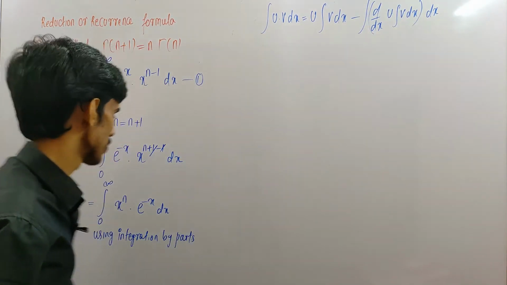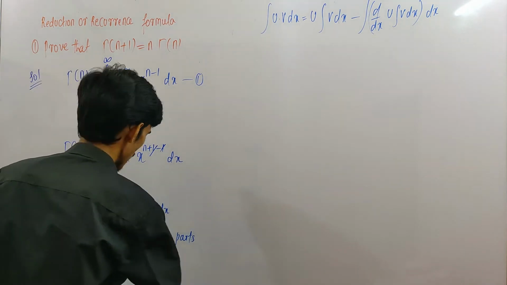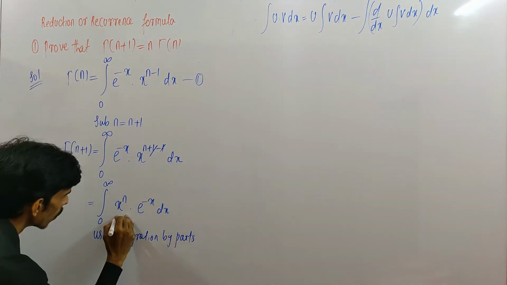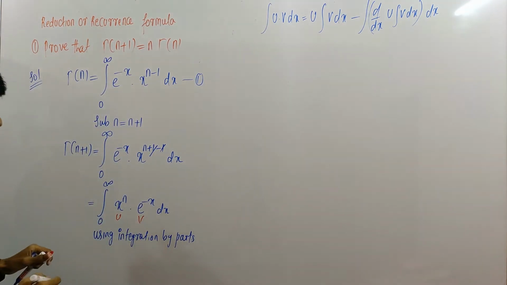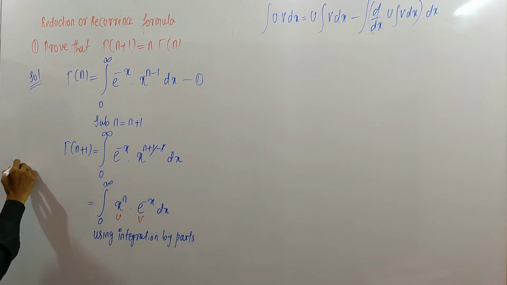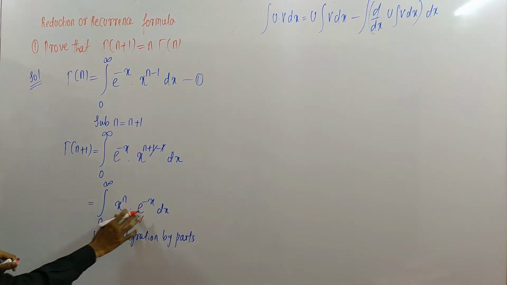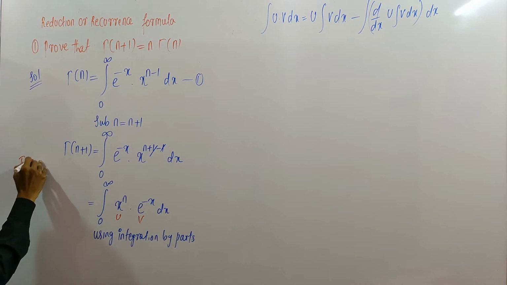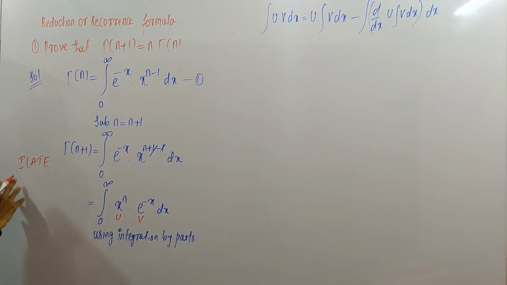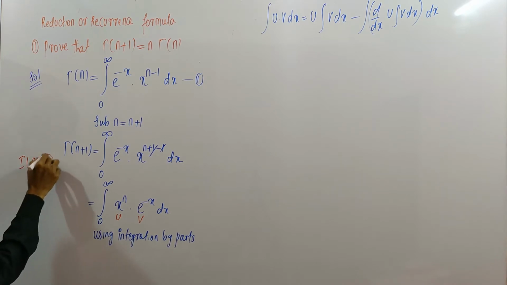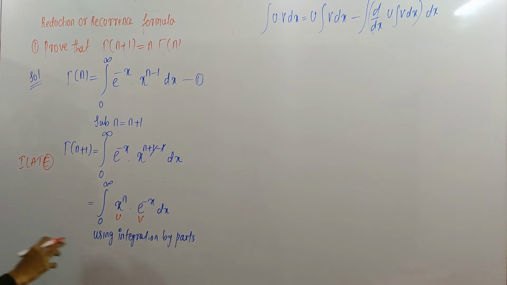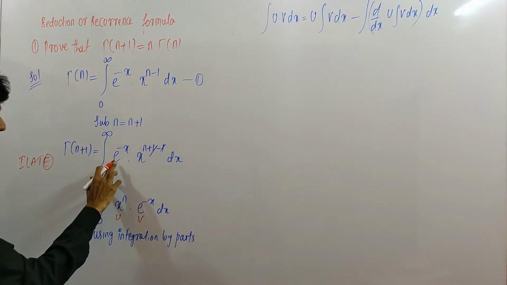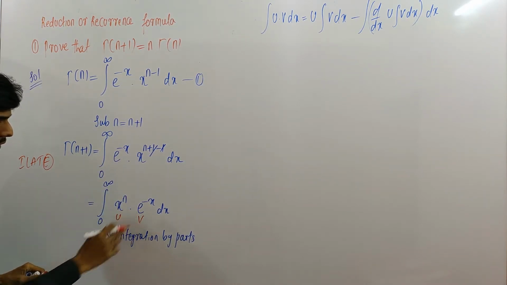Let us apply this concept here. We have this function as u, this function as v. Here we write these two functions according to ILATE. That is, first we take the inverse function, next logarithmic, algebraic, trigonometric and exponential. Exponential is the last function. That is why we have written e power of minus x at last.